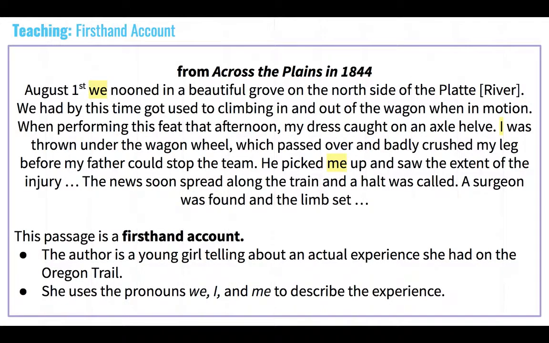From Across the Plains in 1844 is our first-hand account. I know this because they include clue words such as we, I, and me. And the author is a young girl telling about an actual experience she had on the Oregon Trail. She uses the pronouns we, I, and me to describe the experience.